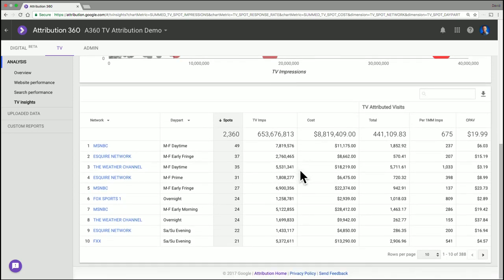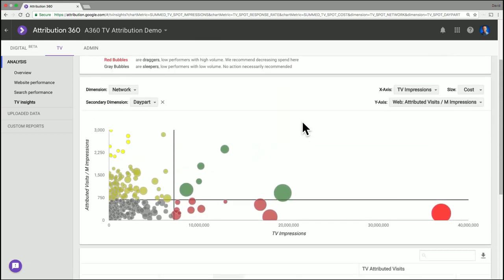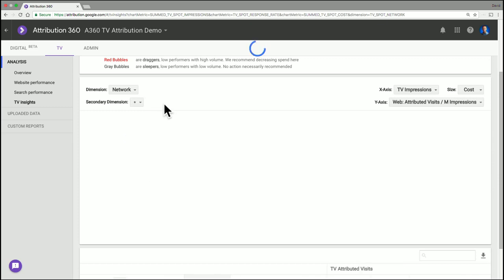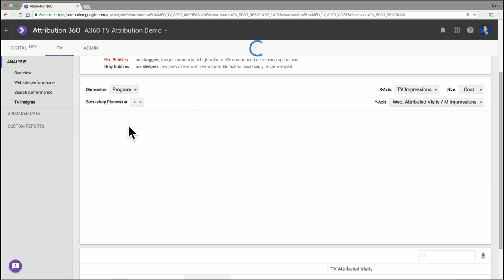Now below here, I have a tabular representation of what's shown in the chart. This is similar to other parts of the report. This table can be downloaded as a CSV or sorted or analyzed here. But really the main meat of this report is the visualization chart. I was just looking at network day part, but just to show you, you can look at this by TV creative, by program, or genre. And if I look at program, that can also be really interesting.